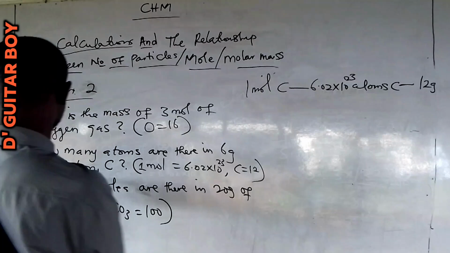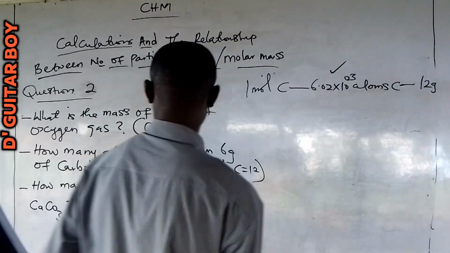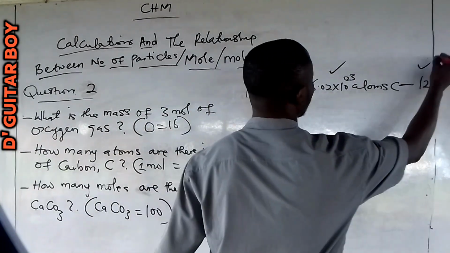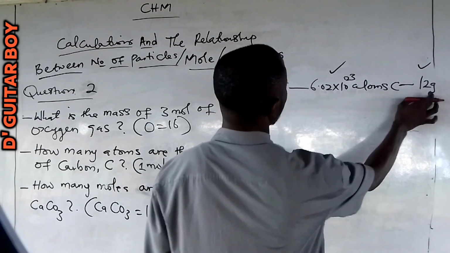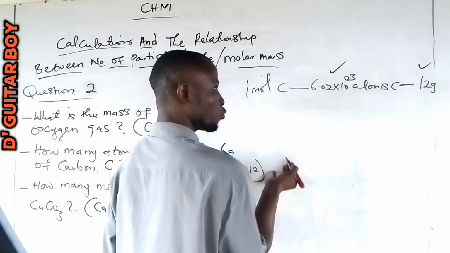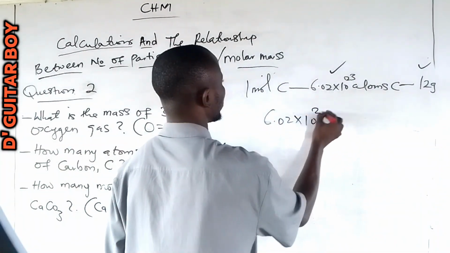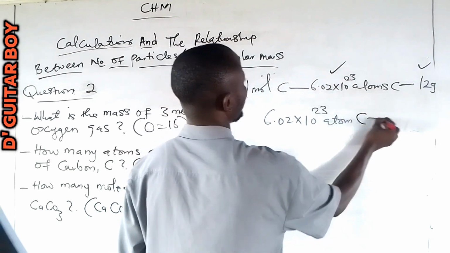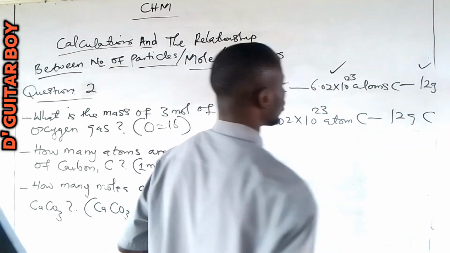How do you know? You go back to the question. How many atoms, which means number of particles, you mark it out. That are there in 6 grams, that is mass, you mark it out. Since the relationship is between number of particles and mass, you proceed and say 6.02 times 10 raised to the power 23 atoms of carbon give us 12 grams of carbon.